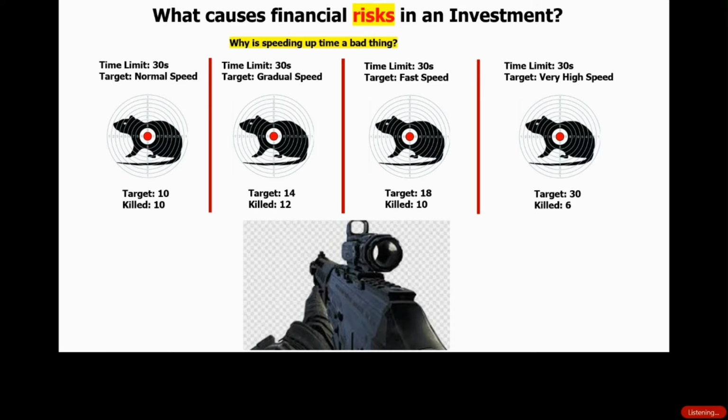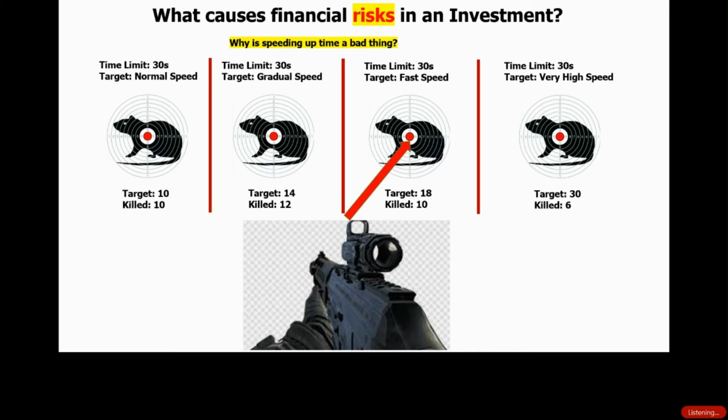Let's assume that we are playing a video game. You have 30 seconds to shoot a little rat that's running across the screen. On the far left, we start off with a normal speed, and let's say that in the 30 seconds, 10 rats run across the screen. Since the rats are moving at normal speed, you are good at the game and you can kill all 10 rats. As we speed up the rats, but we still have 30 seconds to shoot as many as we can, we actually had 14 targets that ran across the screen and we were able to shoot 12 of them, which was a little bit better than the normal speed.